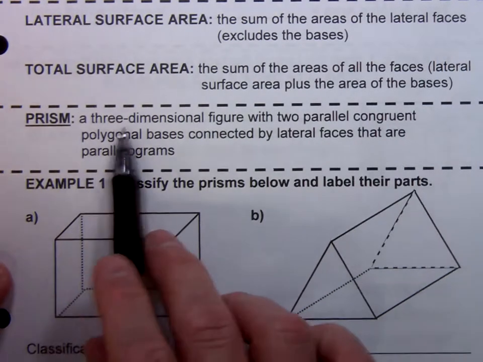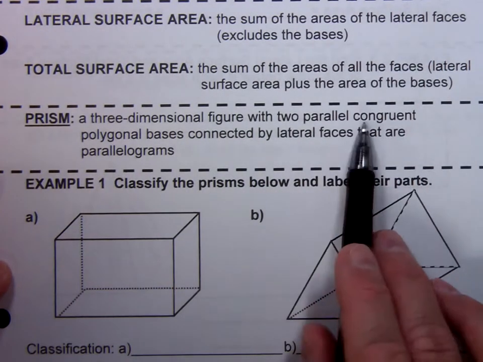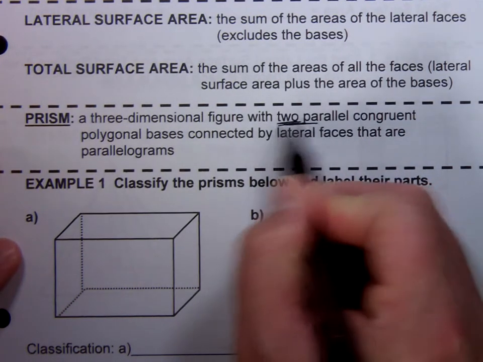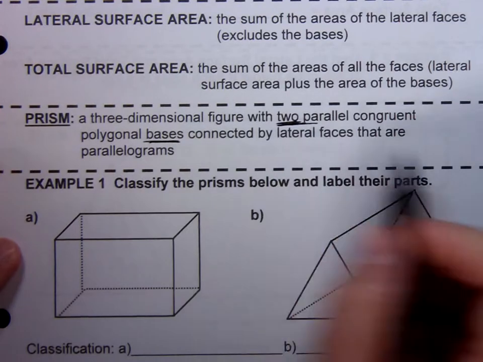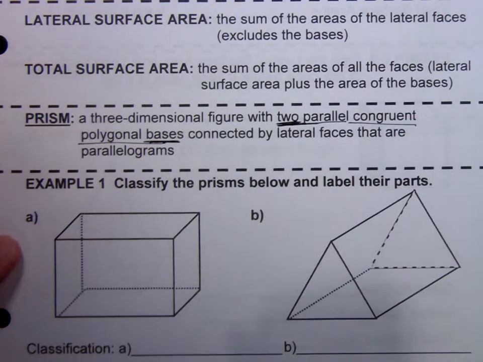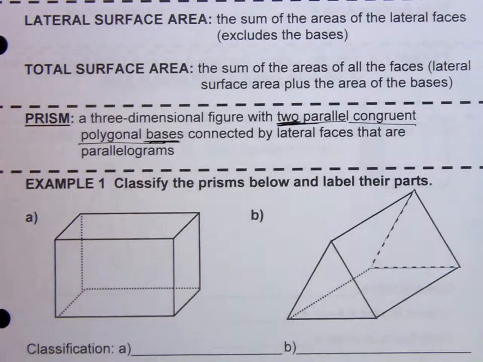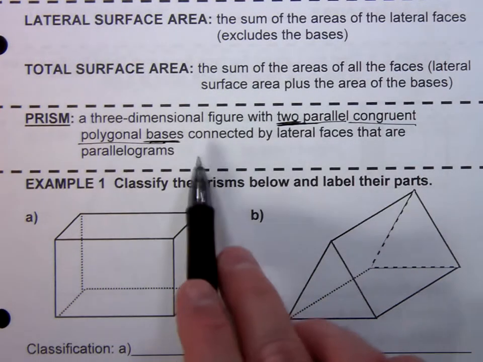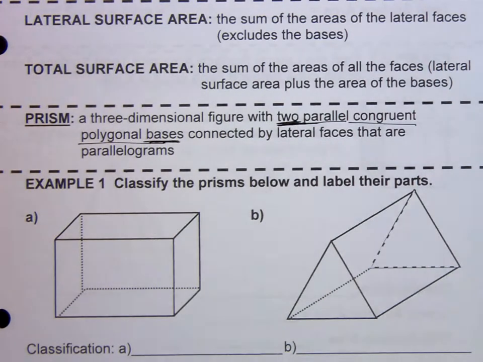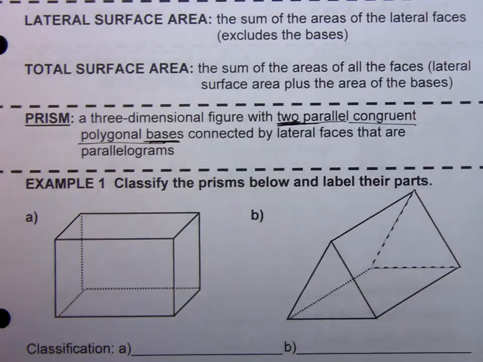Alright, a prism is a three-dimensional figure with two parallel congruent polygonal bases. So there's always two bases, and those two bases are going to be parallel to each other, they're going to be congruent, and they're going to be polygons of some sort. And those bases are connected by lateral faces that are parallelograms. All the prisms we're going to deal with, the lateral faces will be rectangles, which is a type of parallelogram. But they don't have to be rectangles. They can be any type of parallelogram.